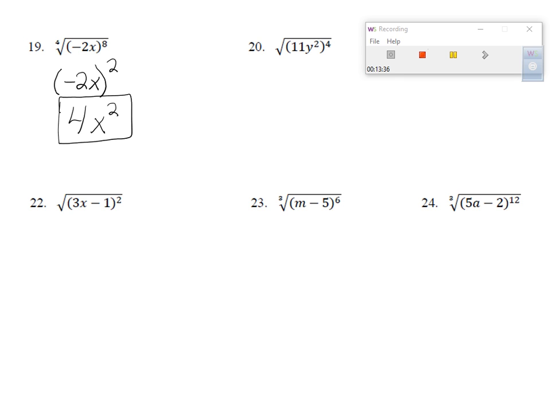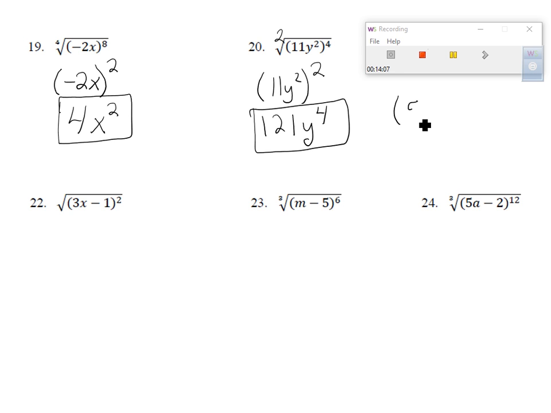Another quantity on number 20. Let's go ahead and write down 11y squared. 4 divided by 2 is 2. Now let's simplify this. 11 squared is 121. Y to the 2 times 2 is 4. So right there's your answer. Once again, I've got number 21 hid, but that's okay. It's right in front of you.